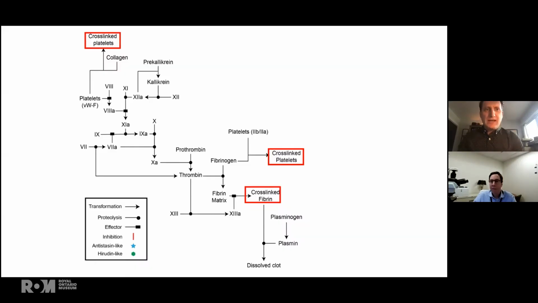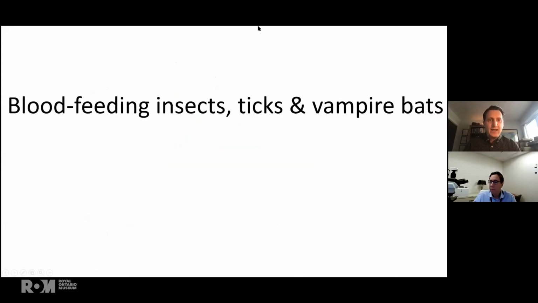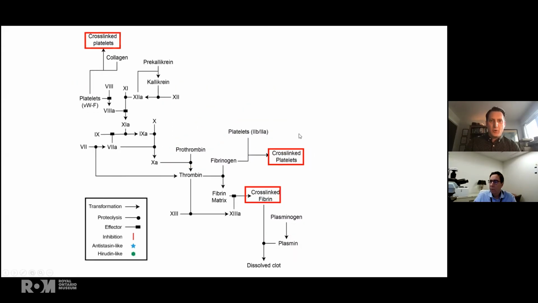What I would like to do, first of all, is give everyone a bit of a sense of what we're talking about when we're talking about blood thinners or anticoagulants. What you're seeing on screen here is basically a standard coagulation cascade in vertebrate taxa.